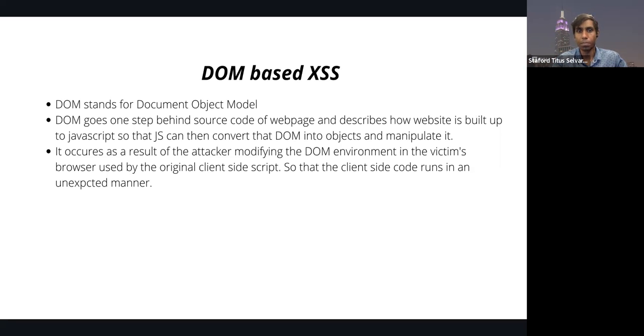Every single thing is controlled by the DOM, and you can manipulate it, right? It occurs as a result of the attacker modifying the DOM environment, like I said. So if the attacker tries to manipulate the document object model and is successful, then it's going to occur. Again, it's a client side, not a server side thing. The client side code runs in an unexpected manner. That's what we're trying to do. We're going to try to make it run in a way that it's advantageous for us, but not for the creators of the website.